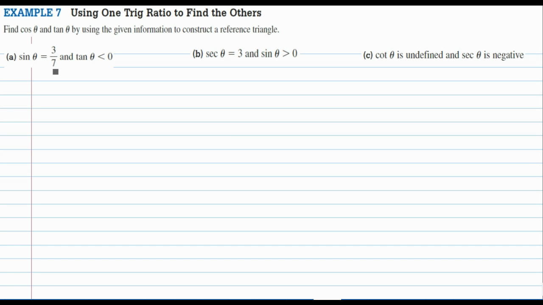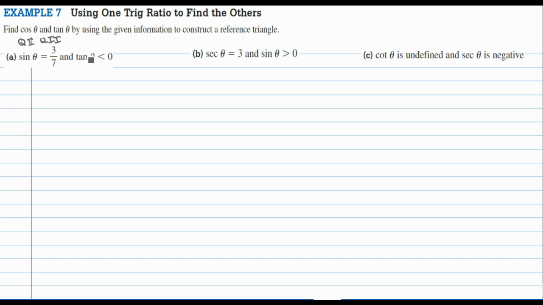Well, the sine can be positive in quadrants 1 and 2. Remember, sine is the opposite over hypotenuse. Opposite is our y-coordinate, and our y-coordinate is positive in quadrants 1 and 2. So far, this could be Q1 or Q2.